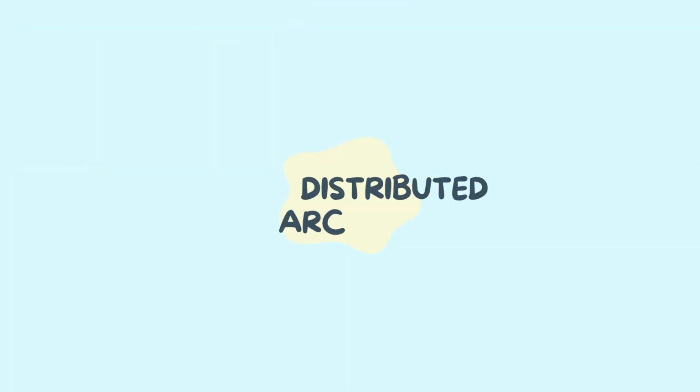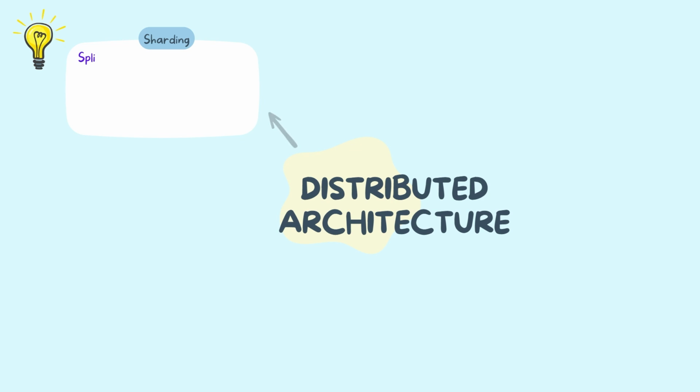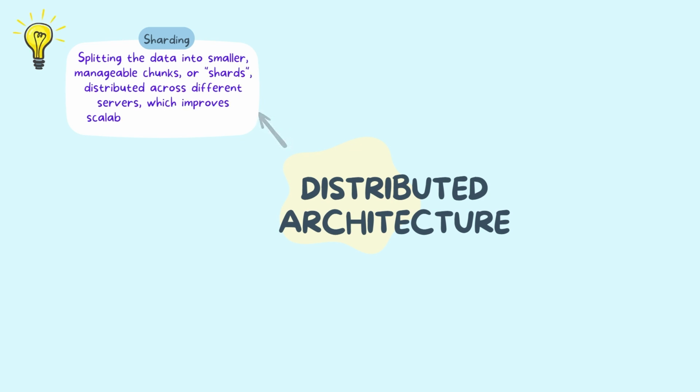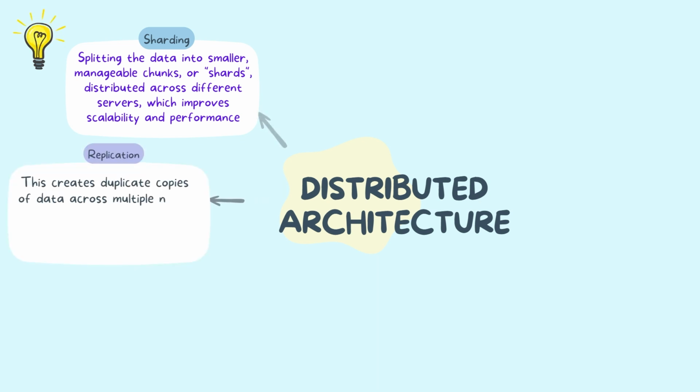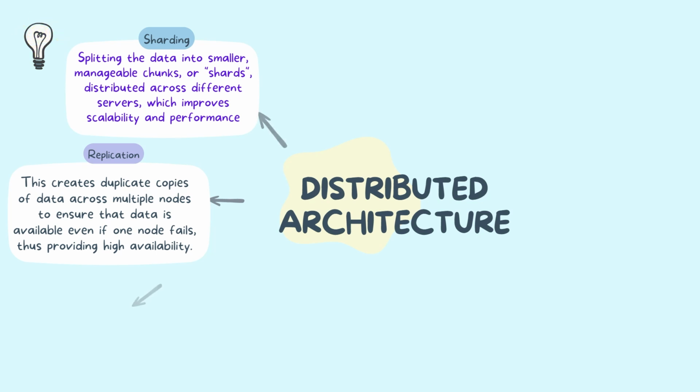And I want to show you distributed architecture. Number 1, sharding. Splitting data into smaller, manageable chunks or shards distributed across different servers, which improves scalability and performance. Number 2 is replication. This creates duplicate copies of data across multiple nodes to ensure that data is available even if one node fails, thus providing high availability.